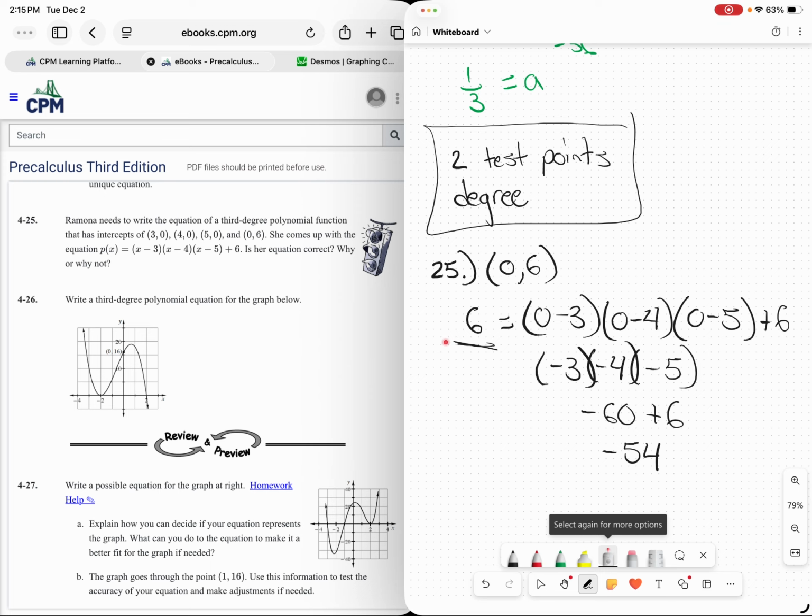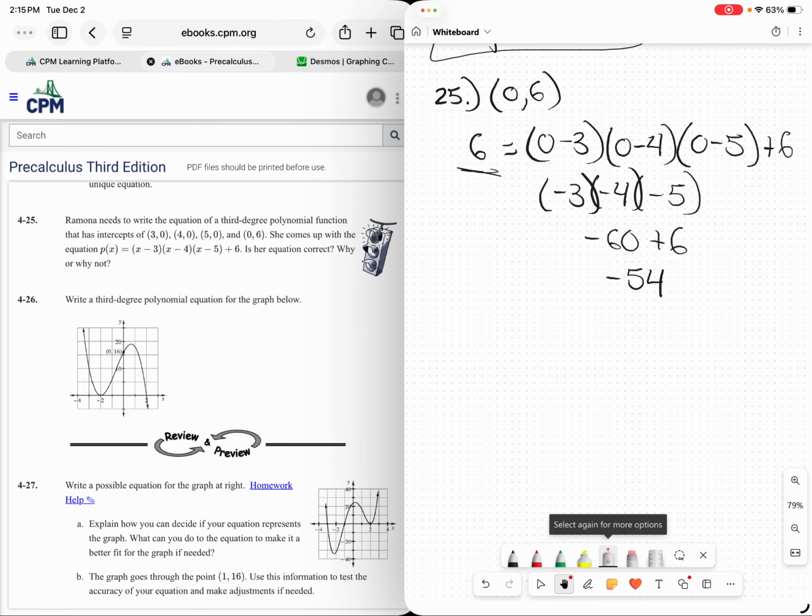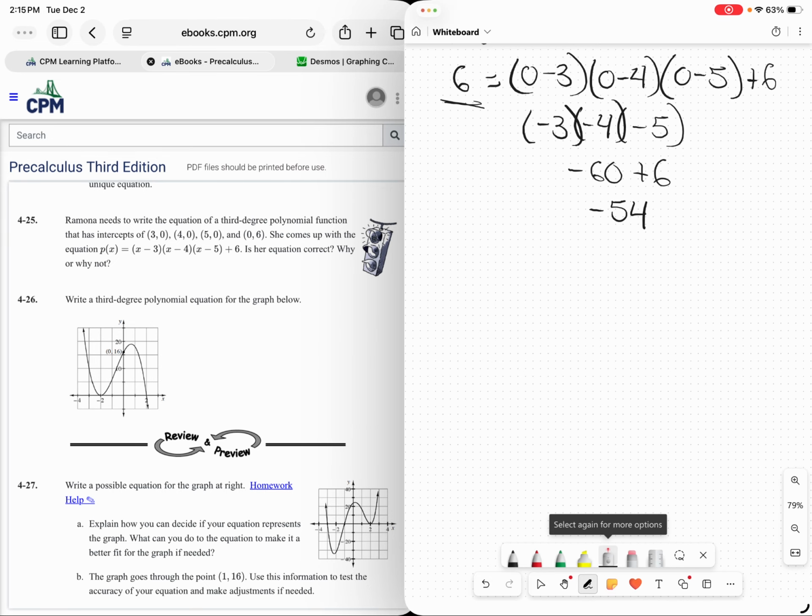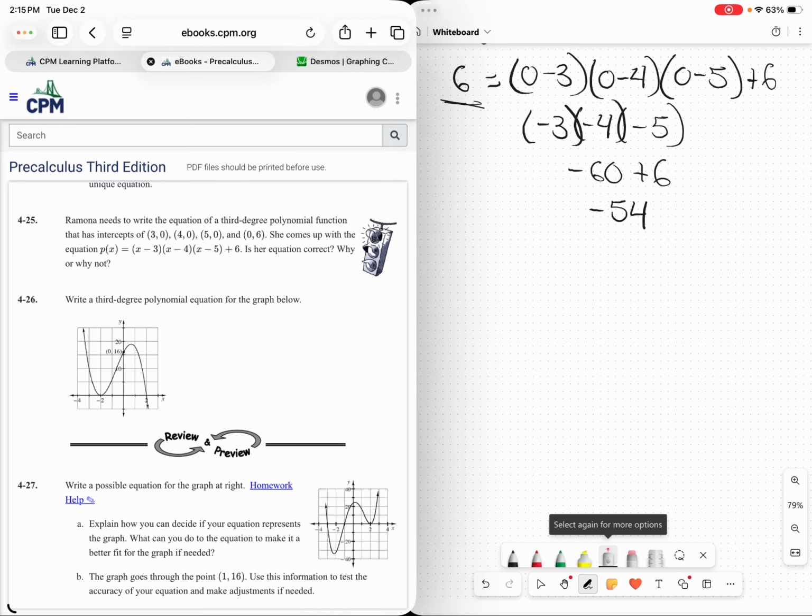So in order to do that, she just needs to use it as her test point, that (0, 6), and do it as we've been doing it, and then just change that a value at the front of our factored form equation. Okay, and then just for your practice, what I would do now is just pause the video, and I want you to write a 3rd degree polynomial for the graph intended. So that would be a 3rd degree polynomial, test point (0, 16). You write that out, and then come back, press play, and then check it.